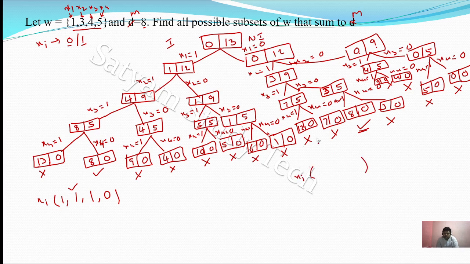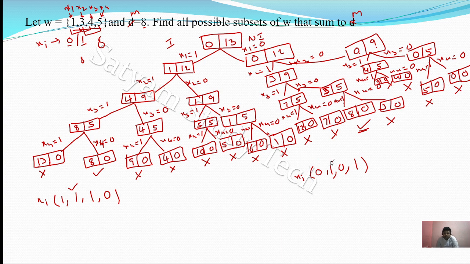The solution is, you can see x1 is not included, that means 0. Here you can see this is the solution. x2 is included, and x3 is not included, and x4 is included. Now you can see x2 and x4 are included, that means 3 plus 5 is 8, and 1 plus 3 plus 4 is 8.